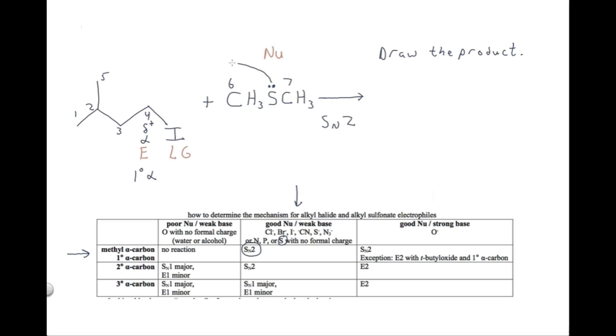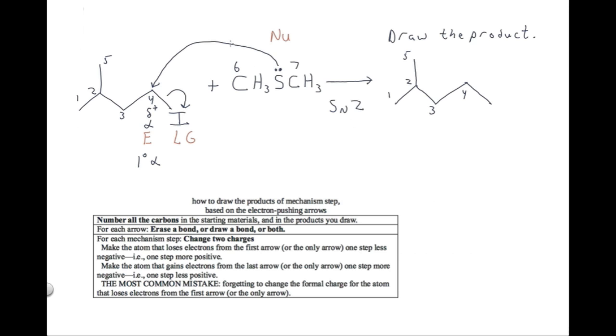So the electrons go from the nucleophile towards the alpha carbon, and another arrow shows the leaving group leaving the alpha carbon. Now we can draw our products. This arrow tells us to draw a bond between which two atoms? Between carbon-4 and the sulfur.